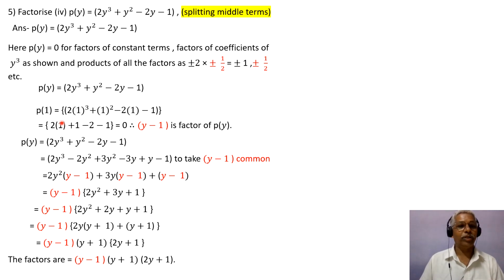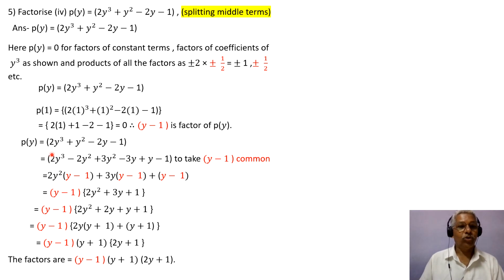So I'm substituting 1. So p(1) will be 2 into 1 cube plus 1 square minus 2 into 1 minus 1. If you solve this, you get plus 2 plus 1 minus 2 minus 1, which is 0. That is, the value of all this is 0. So therefore y minus 1 is a factor of p(y). Now as we have one factor, we will be using the middle term splitting method. So keeping this in mind, we have to rearrange or split these terms so that you get y minus 1 as a factor.